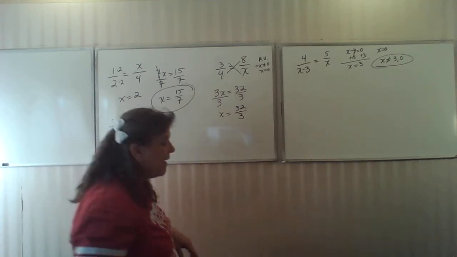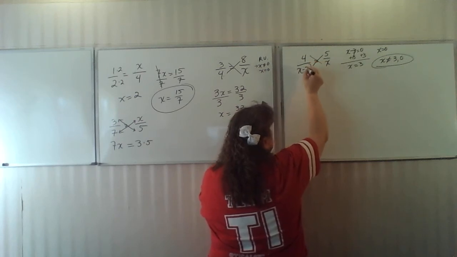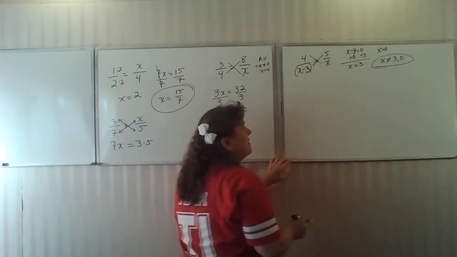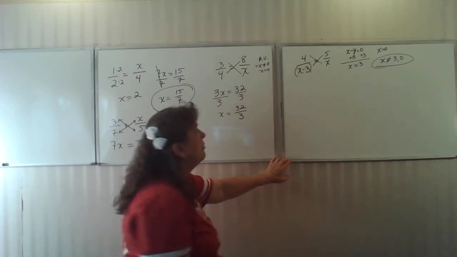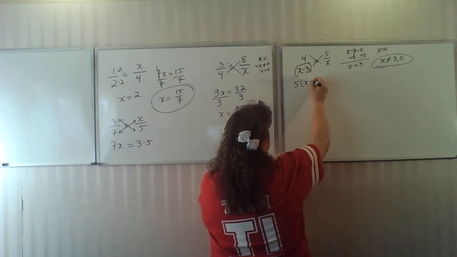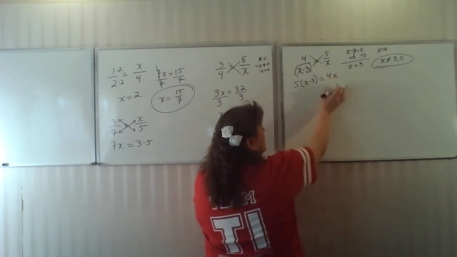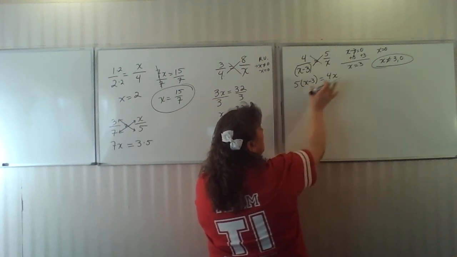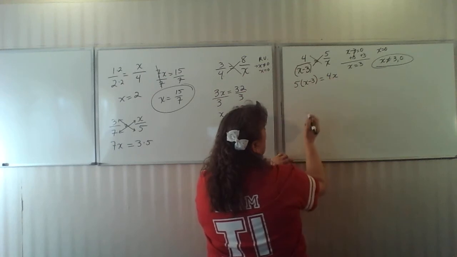Now that we know that, let's do our cross products. And when we do the cross products, if there's more than one thing on the denominator or in the numerator, it has to go in parentheses. So I have 5 times (x minus 3) is equal to 4 times x. And it doesn't matter whether the 4x is here and the 5 times (x minus 3) is there. You can flip it back and forth.